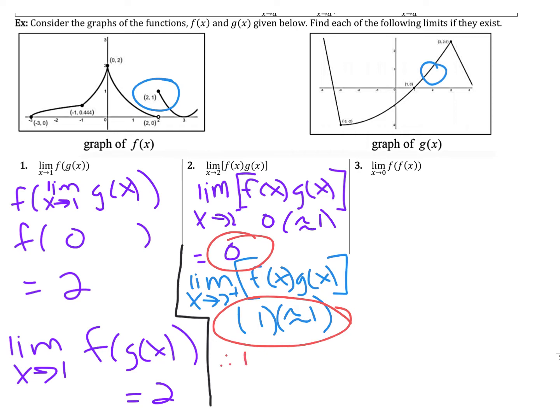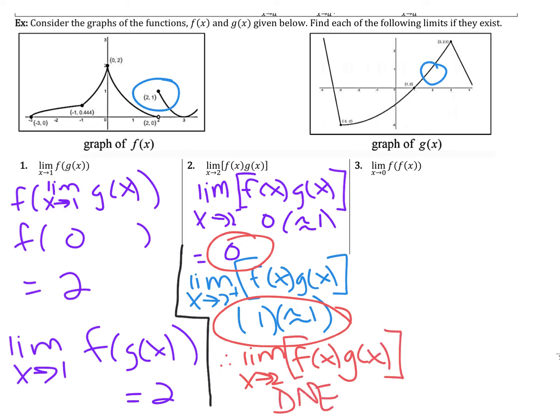So we can say, therefore, the limit as x approaches 2 of f of x times g of x does not exist. In order for it to exist, the limits from both the left side and the right side have to be equal, and in this case, they are not.